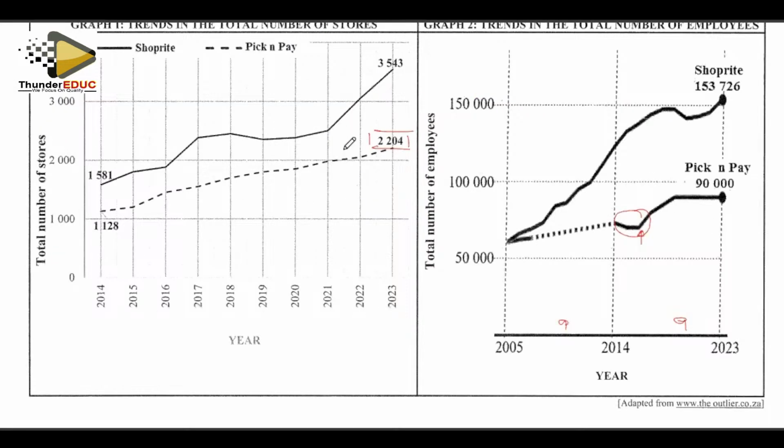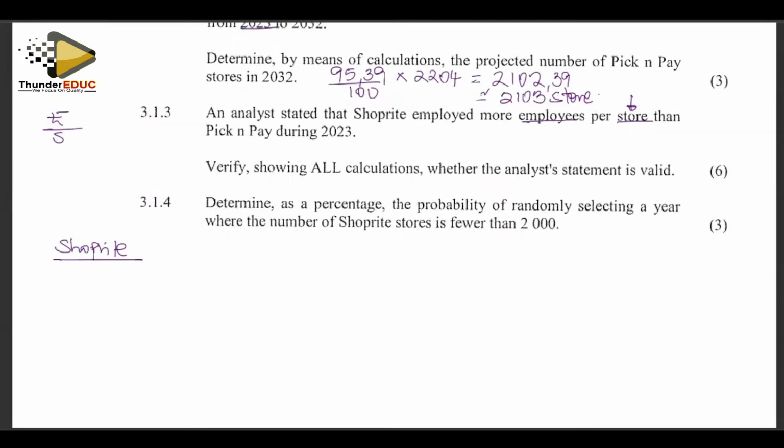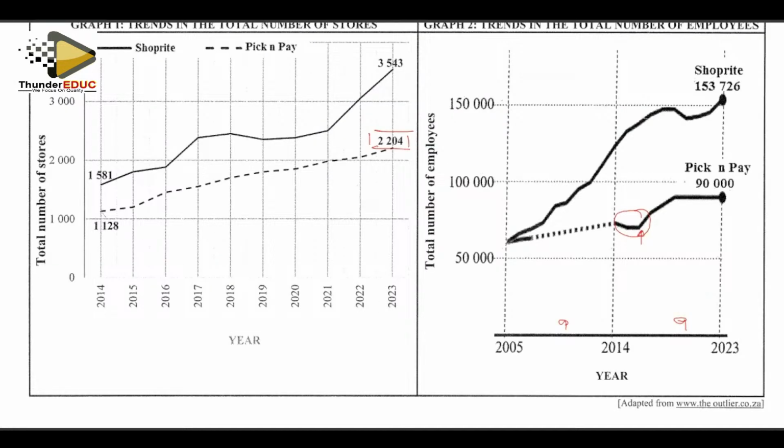We shall come here. We say number of employees, which is 153,727. So we shall say ShopRite. We had to take divided by the number of stores in that year. The number of stores of ShopRite, look at them. That's ShopRite, the solid line, ShopRite.